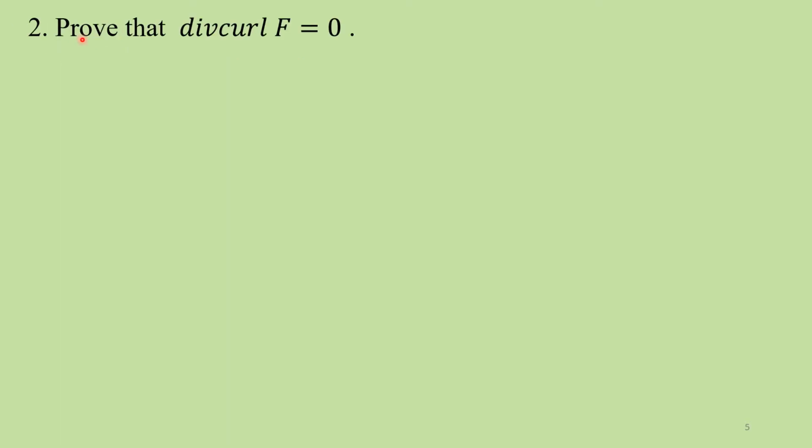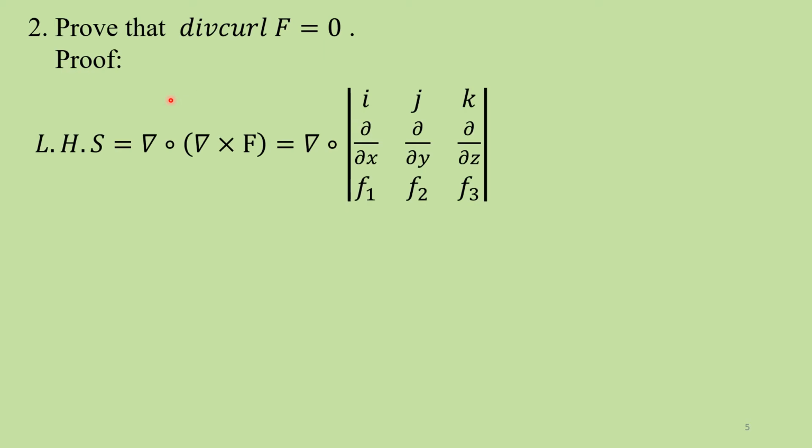The second one: prove that div of curl f equal to 0. The first identity which we have taken on curl is curl of grad φ equal to 0. Here it is on div of curl f equal to 0. So we first have to get the curl of vector f, that is del cross f, which is a vector field, a vector quantity. Then we take the divergence on it, that is del dot of del cross f, and we need to prove it equal to 0.